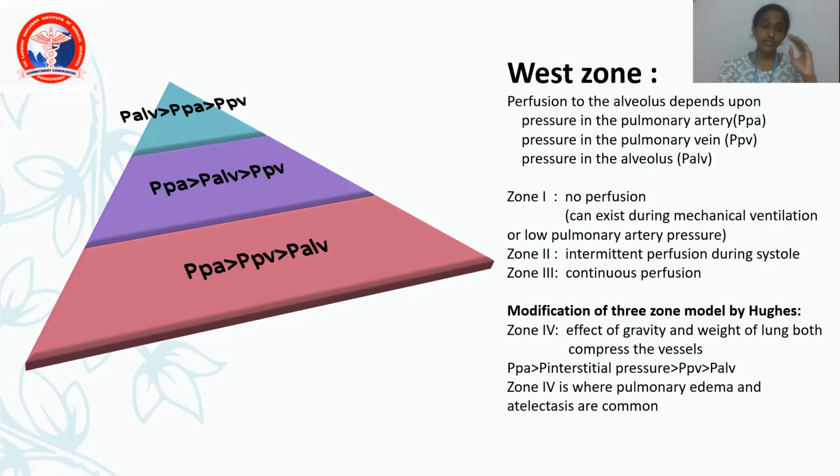Where the alveolar pressure is more, it is at the apex. The pulmonary artery pressure will be more towards the base. So that is how we are classifying. When you move from the apex of the lung towards the base of the lung, the alveolar pressure will keep decreasing, whereas the arterial pressure will keep increasing. And this zone 4, that is the basemost part of the lung, is the region where pulmonary edema or atelectasis is very common, because that is the area where the arterial pressure is very, very high.